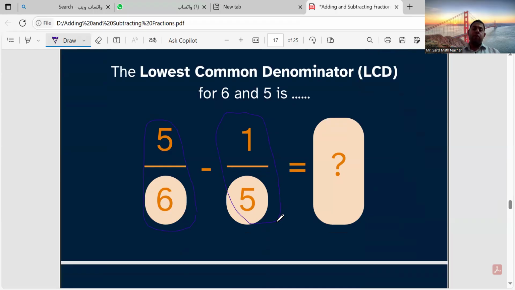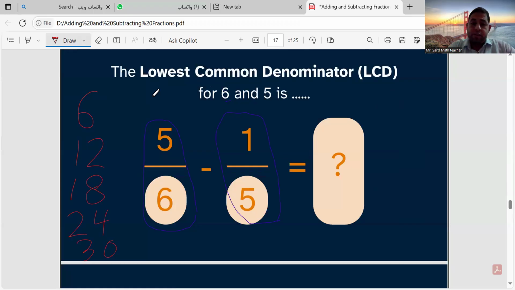Okay, let's start. What do we do next? Yes, we get the LCD for 6 and 5. Let's start with the multiples of 6. Who can help me to get the multiples of 6? Yes, 6. Very good, Ahmed. 6, 12, 18. Yes, very good. 24. Yes, 30.